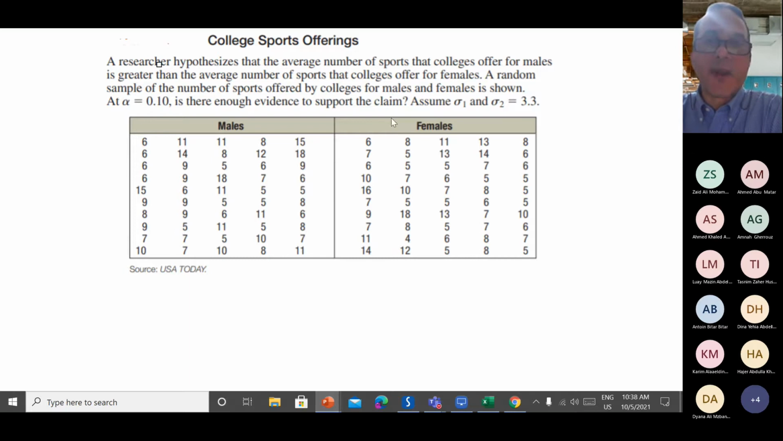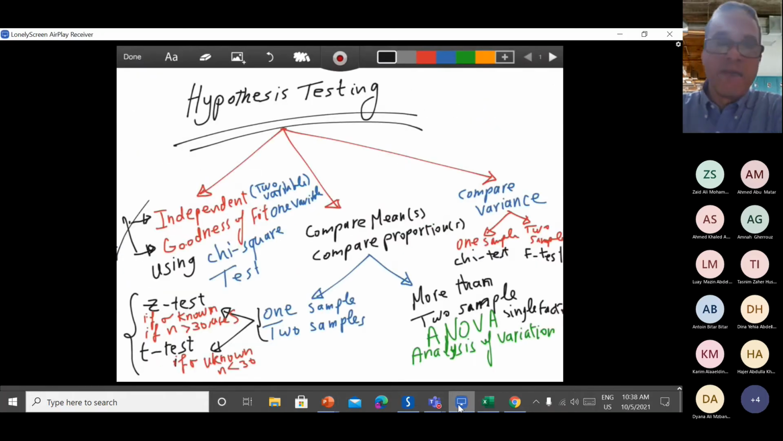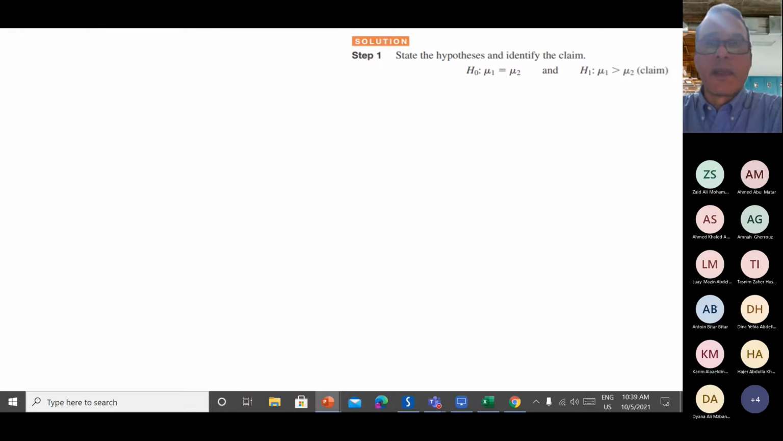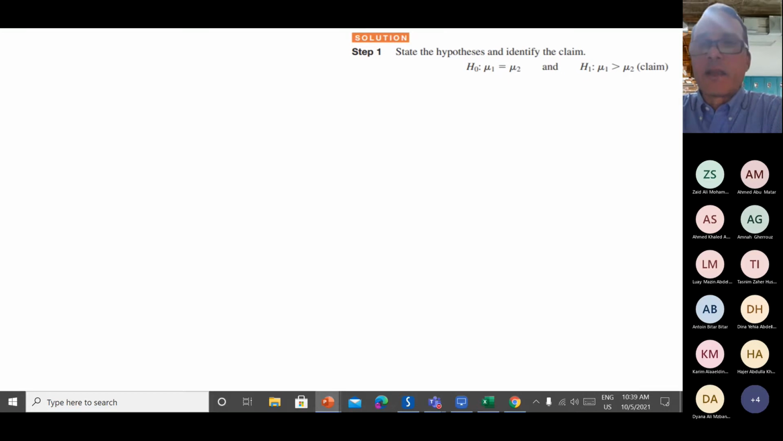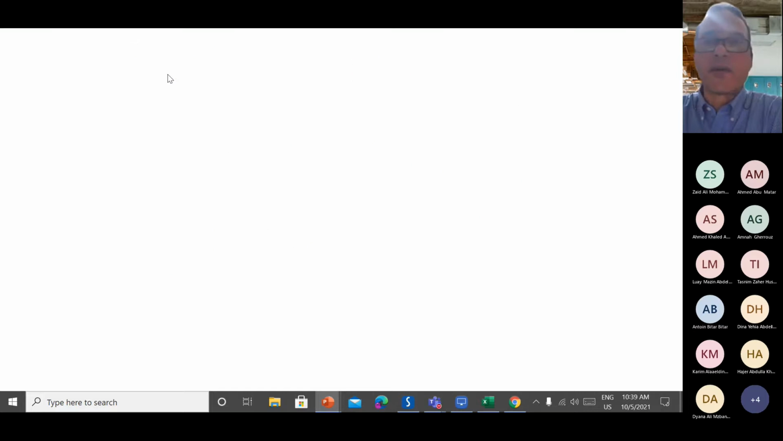If I have this problem, look at this one. Assume sigma 1 and sigma 2 are equal to 3.3, right? So you are given sigma. So you are going to use T or Z? Z. Okay, good. Now the first step, as I said, is the claim. Why did he say the alternative hypothesis is mu1 greater? Because of here, he said greater than, right? So my claim or my alternative hypothesis will be greater than.